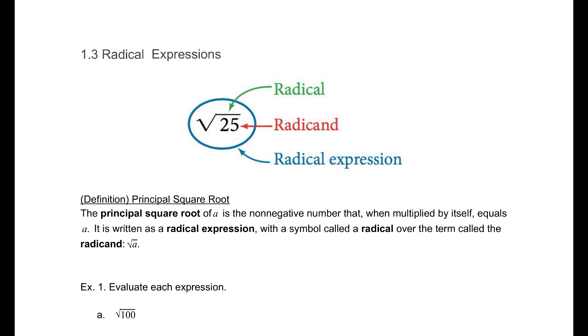Now, our definition of what a square root means: the principal square root of a is the non-negative number that, when multiplied by itself, equals a. It is written as a radical expression with a symbol called a radical over the term called the radicand. So, square root of a is our example. Now, a very common thing we're going to use repeatedly is that the square root of a squared equals the absolute value of a. If a is positive, we don't need the absolute value bars, we drop those, but that will come up.